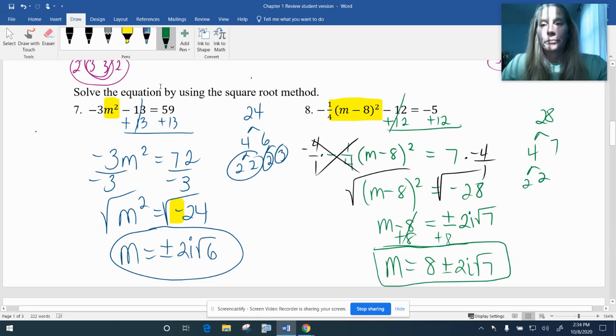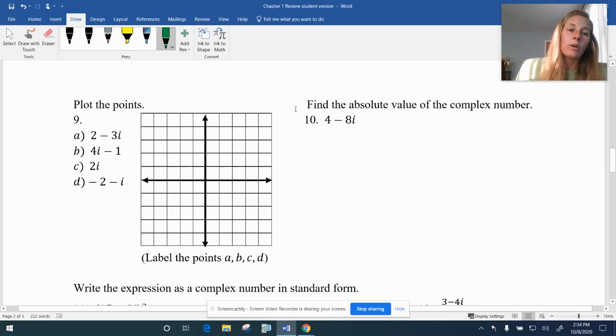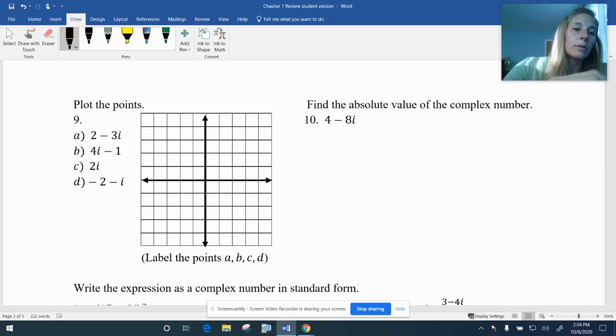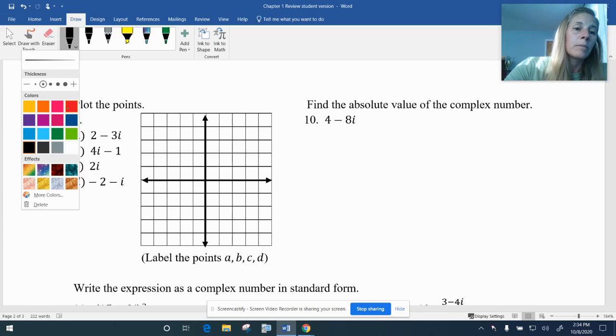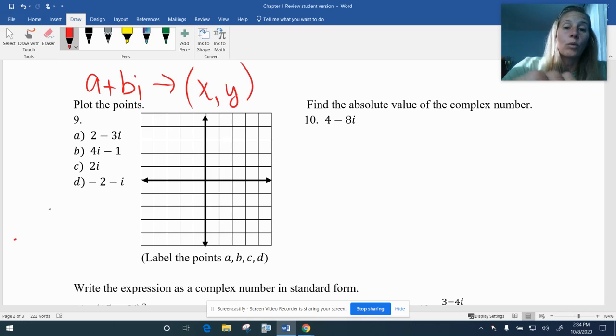Okay. So as far as plotting points are concerned with the complex plane, remember that our standard form for a complex number is a plus bi. And so the real number, or the a, will become your x-coordinate, and the imaginary number, or the b, is your y-coordinate. So for a here, this would just be 2, -3. So we would plot that by going over 2 and down 3.